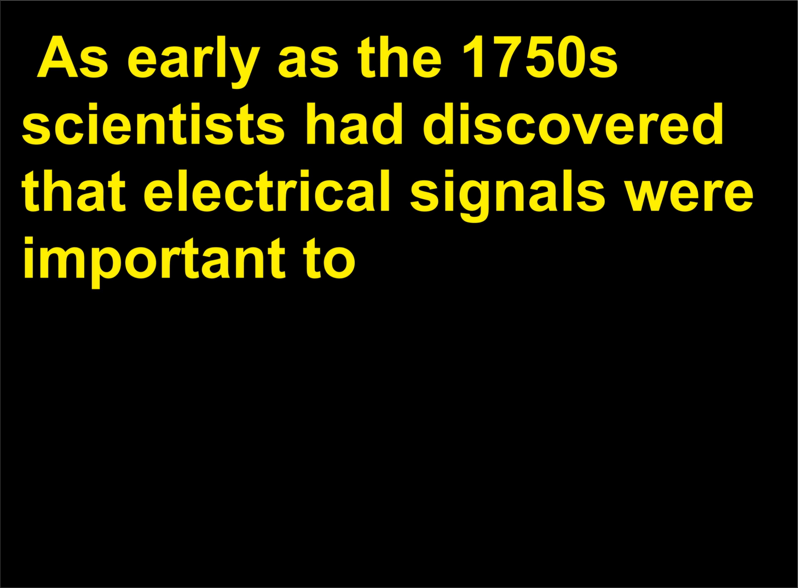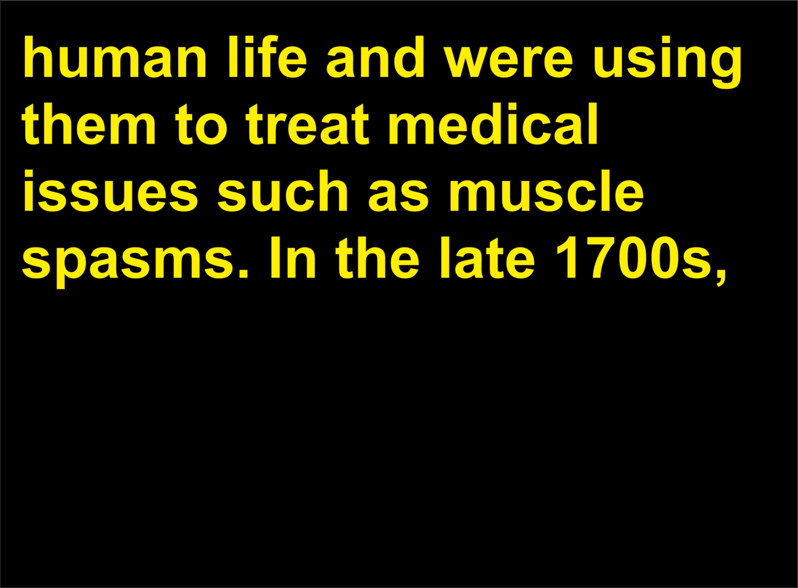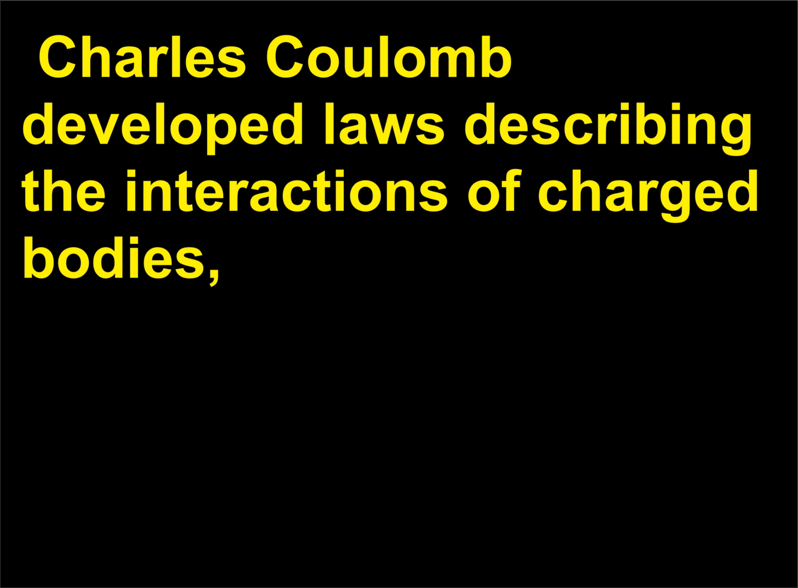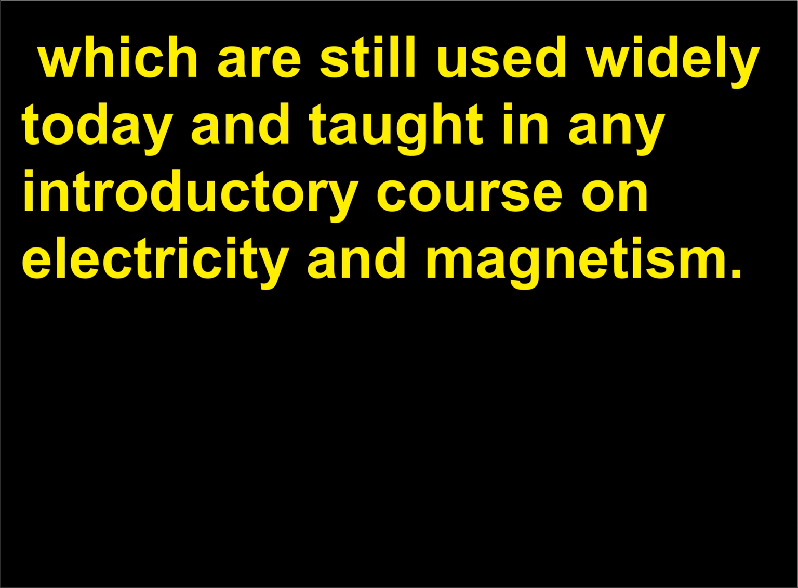As early as the 1750s, scientists had discovered that electrical signals were important to human life and were using them to treat medical issues such as muscle spasms. In the late 1700s, Charles Coulomb developed laws describing the interactions of charged bodies, which are still used widely today and taught in any introductory course on electricity and magnetism.